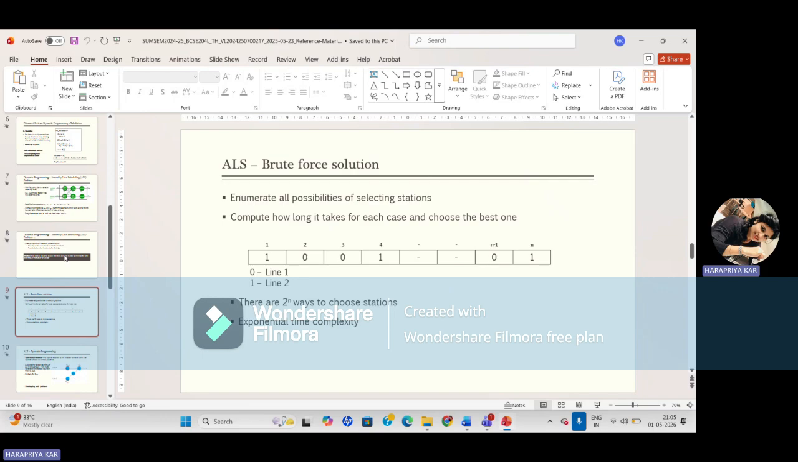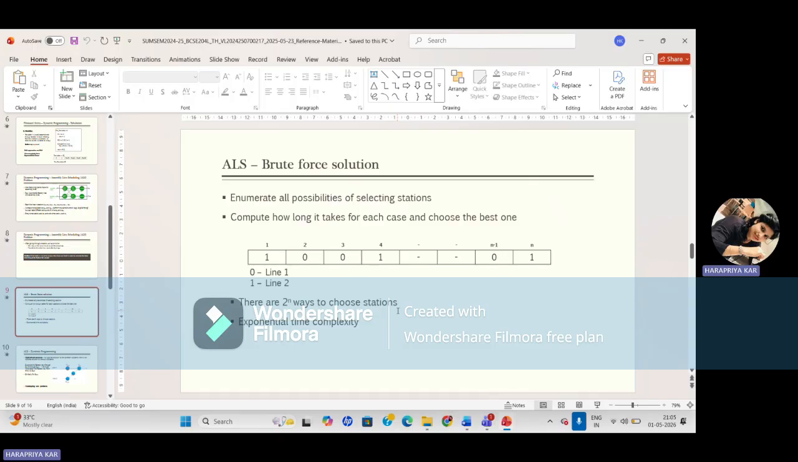So 0 is line 1, 1 is line 2. We have to take the constraint like this: 0 as line 1, 1 as line 2. There are 2 to the power n ways to choose the stations. Why 2 to the power n ways? Because it is based on the number of iterations, and the time complexity here is exponential.